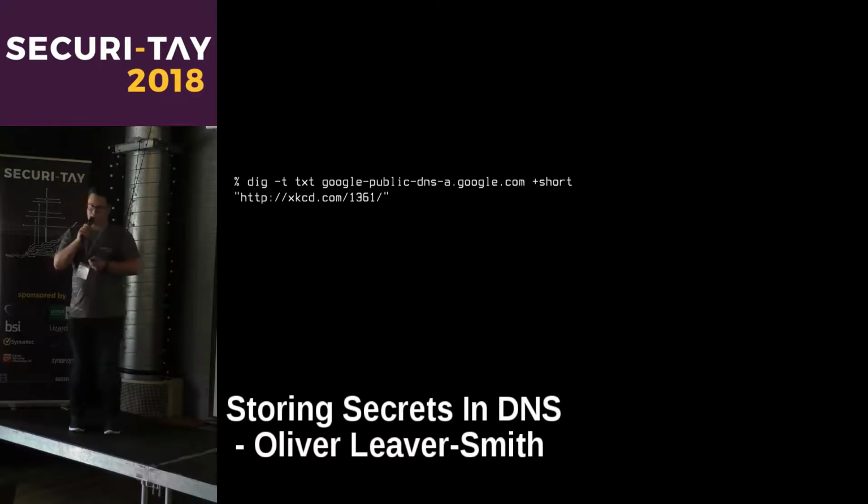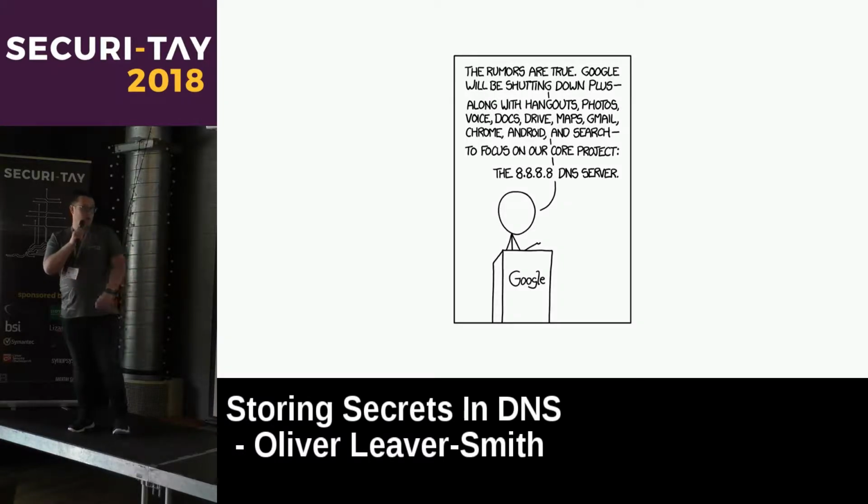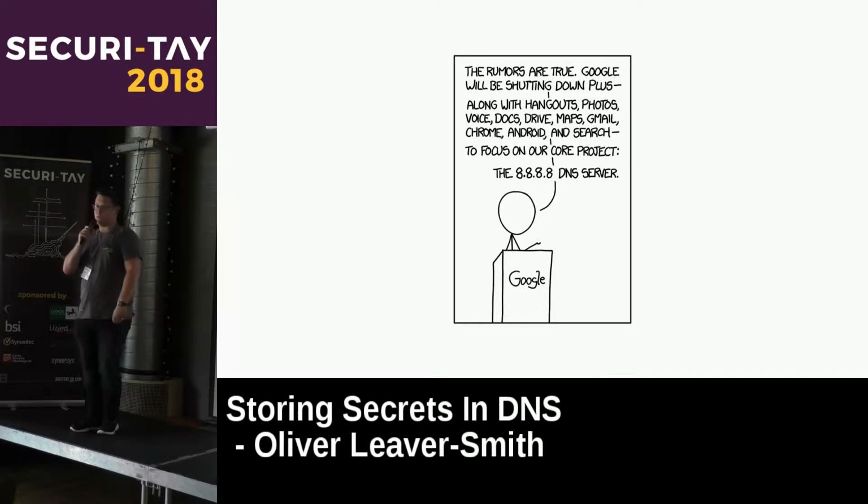And of course, like everything, there are people that do silly things and Easter eggs. So this is a TXT record on Google's 8.8.8.8 DNS server with a link to XKCD, which, like I say, is an Easter egg. It doesn't serve any purpose other than just Google having a laugh for a change.